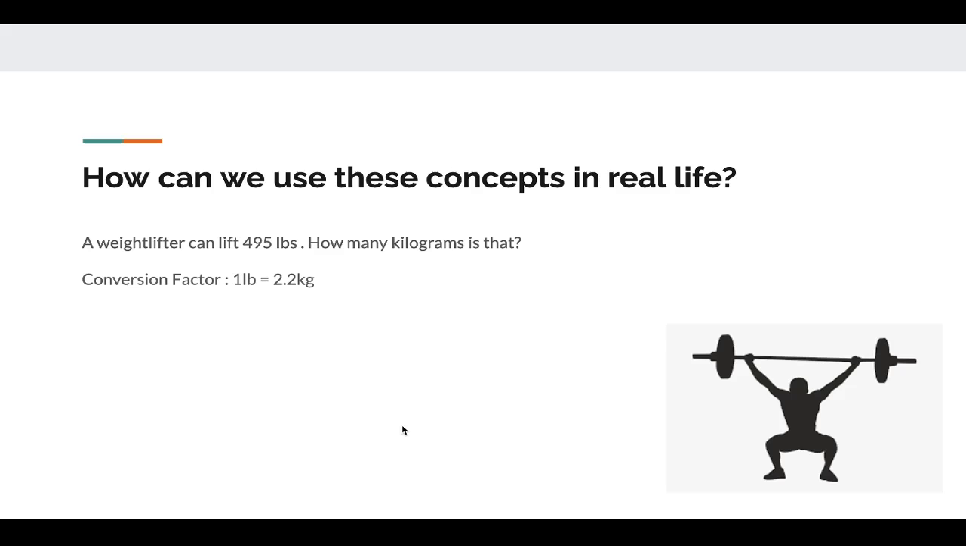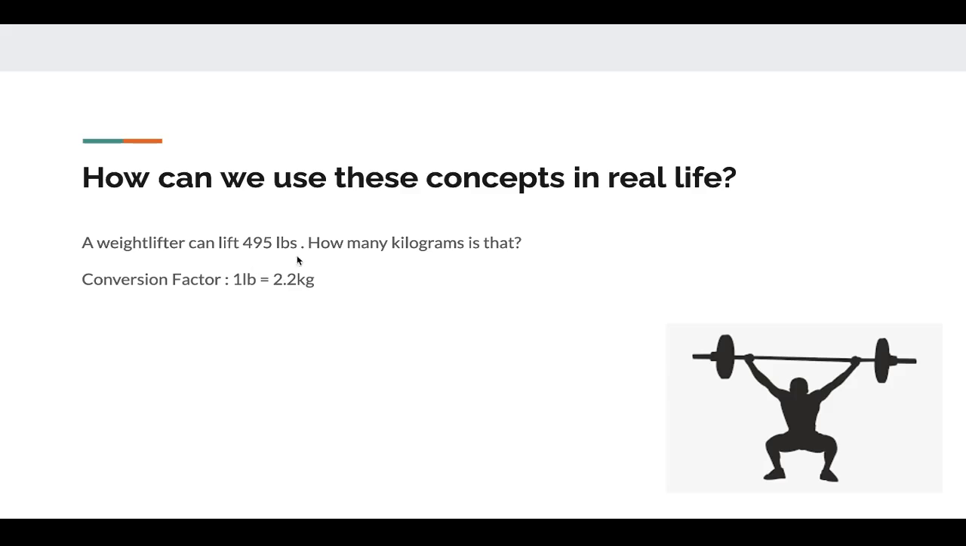Now, how are we going to use these concepts in real life? So let's say a weightlifter can lift 495 pounds. So in America we might use pounds, but in other parts of the world they might use kilograms. So a universal conversion factor is going to be for each pound, it's going to equal 2.2 kilograms. So we're going to use that.